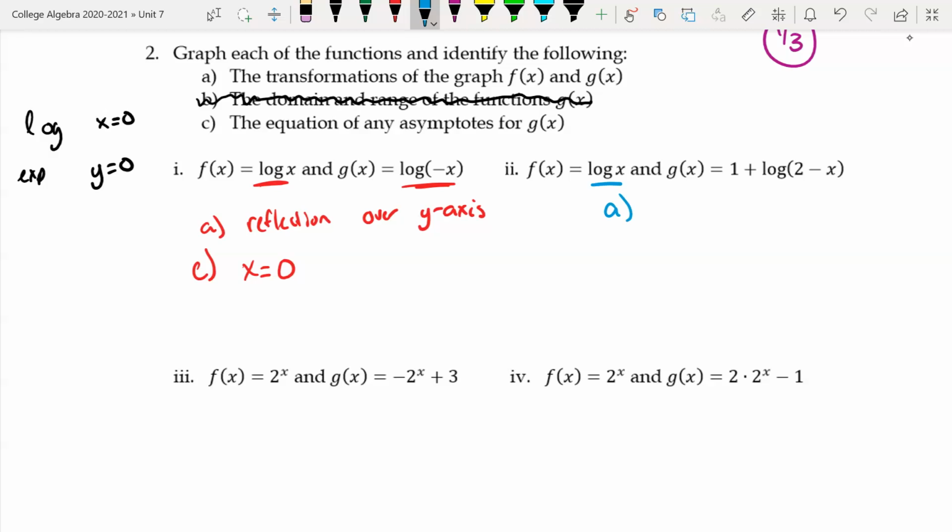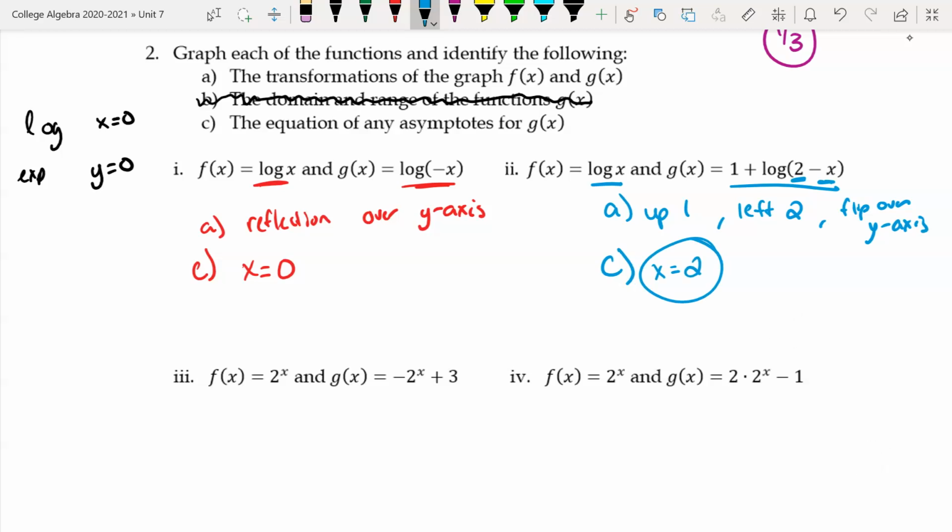Next one, start with this. Here's what I ended up with. Plus 1 out front is not multiplication. So that just means it's going to be up 1. This right here is telling me that I'm going to go left 2 because it's a positive 2. And that's a flip over the y-axis. So if you think about this one, 1 plus log of 2 minus x, I'm going to move it left 2, and then I'm going to reflect it over the y-axis. So if I go left 2, it's going to be at -2, but then I flip it, so it's going to be at +2 for your asymptote.